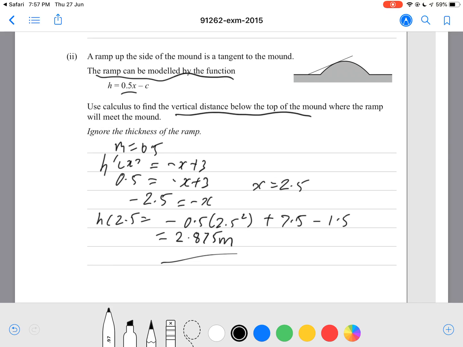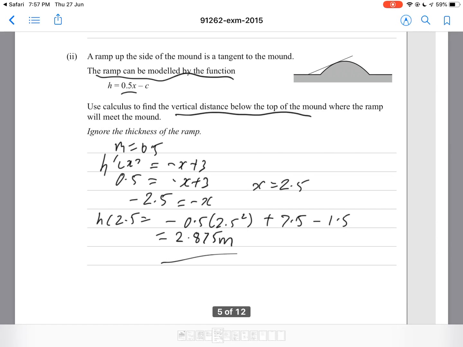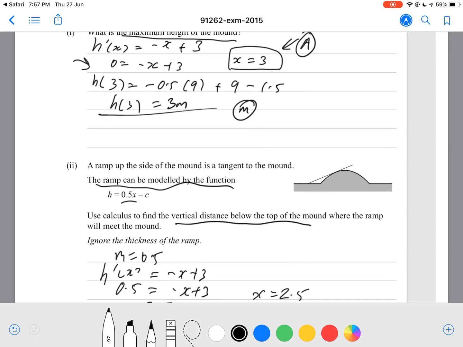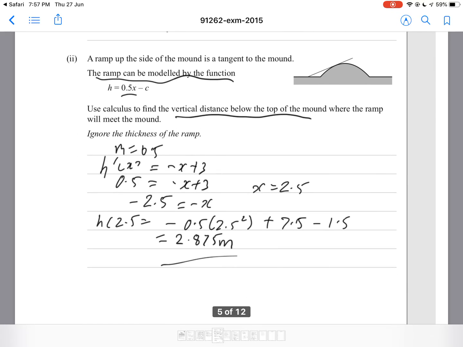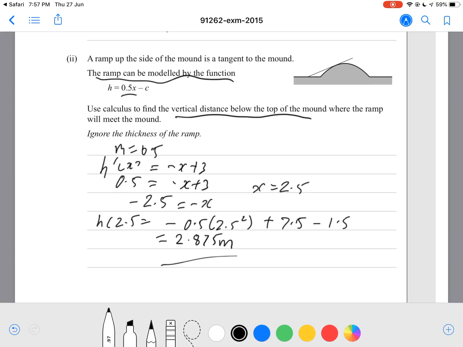Okay, so we found our height equals 2.875 meters. We found that the highest point on our mound is 3 meters. So therefore, to find the vertical distance below the top of the mound, the difference between them should be 3 minus 2.875 meters. Therefore this should give you 0.125 meters.